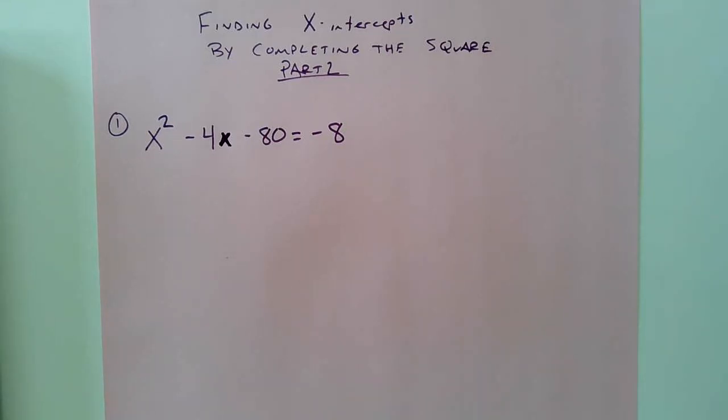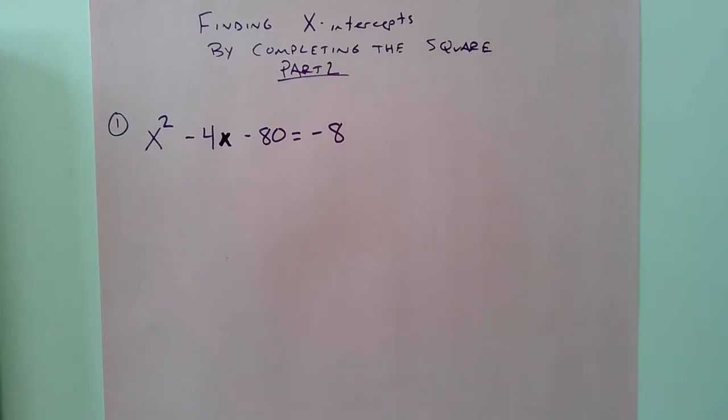All right, in this video, we are going to look at finding the x-intercepts by completing the square. We're going to be looking at some quadratics though that aren't starting in standard form, which means we have to put them in standard form, and then we can go ahead and complete the square. So our first one, x squared minus 4x minus 80 equals negative 8.